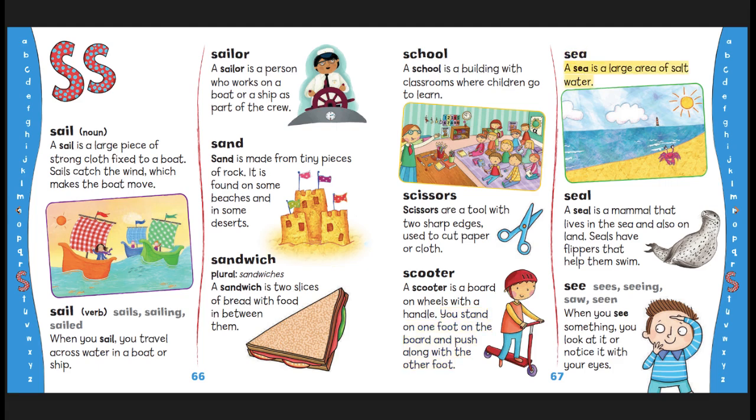Sea. A sea is a large area of salt water. Seal. A seal is a mammal that lives in the sea and also on land. Seals have flippers that help them swim. See. Sees, seeing, saw, seen. When you see something, you look at it or notice it with your eyes.